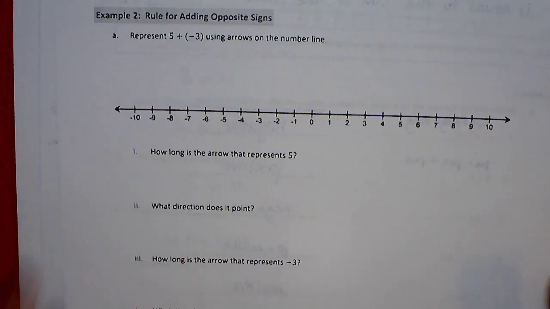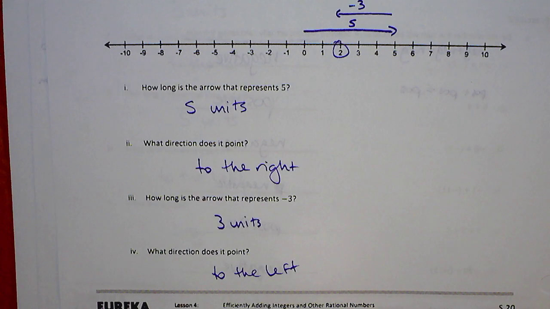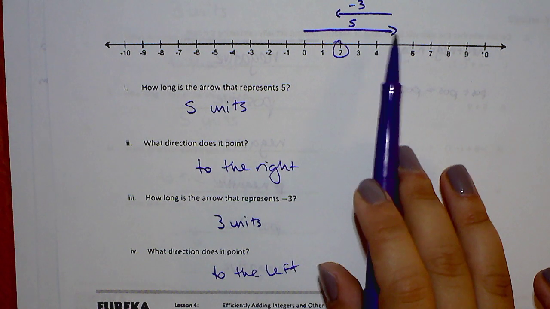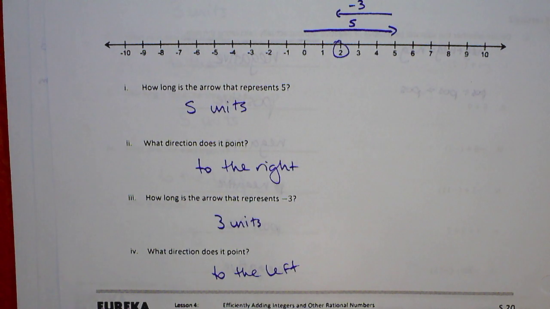Example 2 asks you to represent 5 plus negative 3 using arrows on the number line. I want you to go ahead and do this, and then we'll come back. All right, check to see that you got everything correct. 5 to the right, 3 to the left. We land at 2. That's our sum. Get that written down and flip the page.